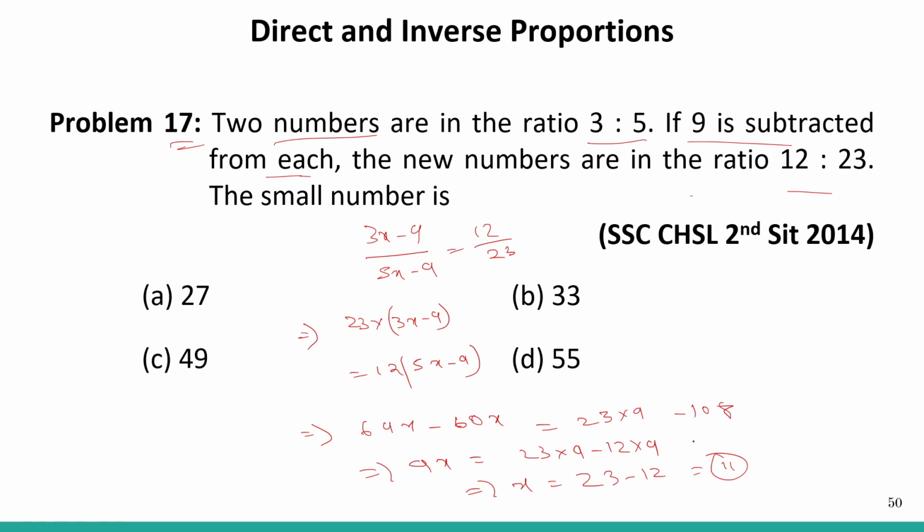Okay, so if x is 11, then they are in the ratio 3:5, right? So 3 into 11 is equal to 33, and the other number is 5 into 11, that is equal to 55. So the smaller number here is 33. So this is the correct answer. These are all wrong answers.